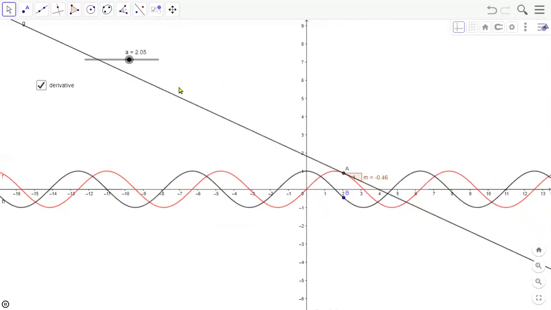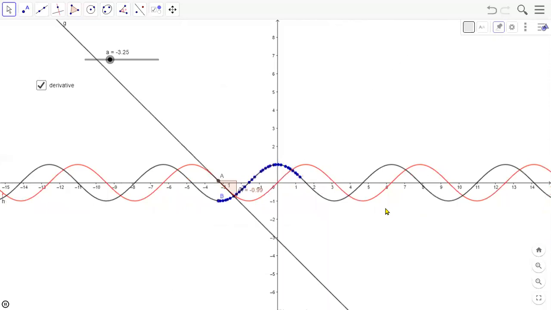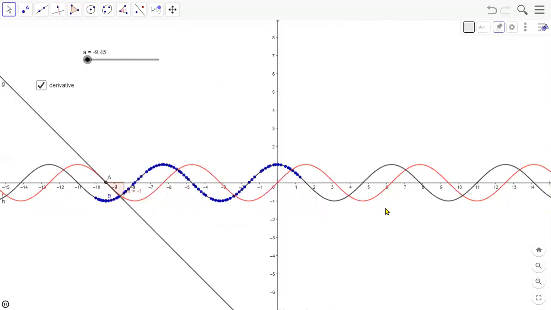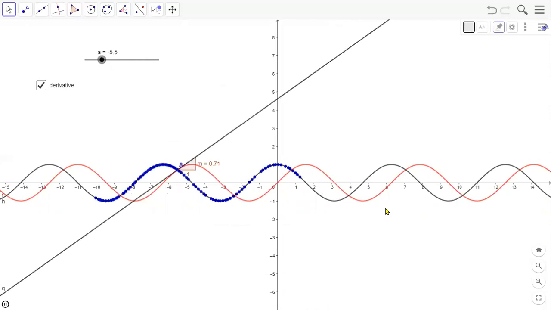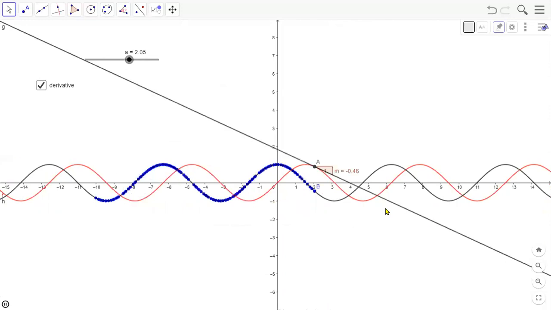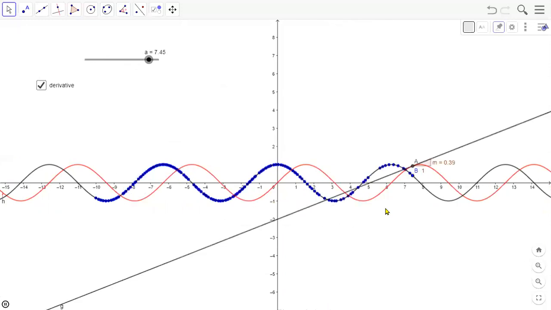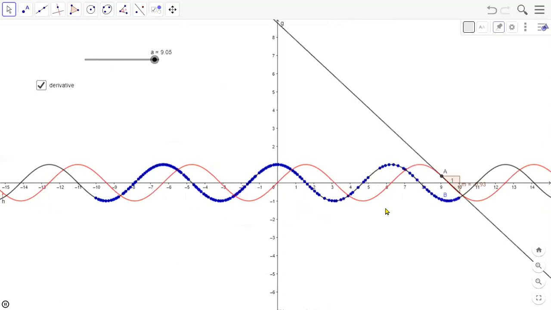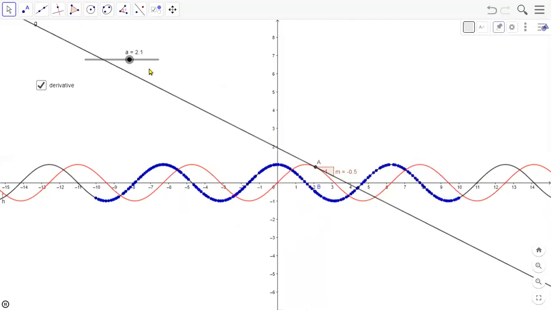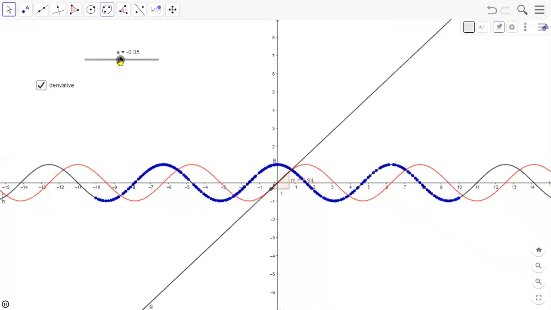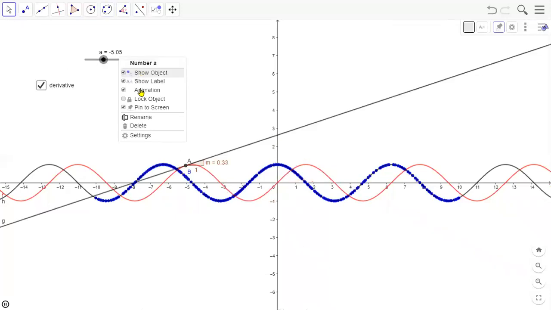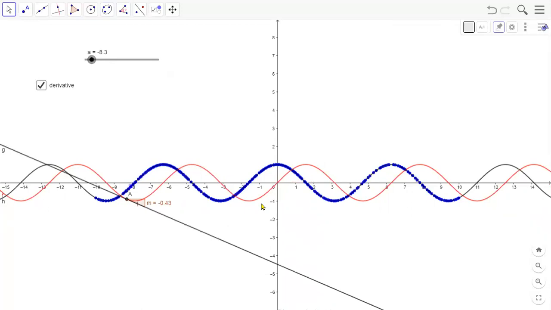Here we can see this animation. This is just the graphical interpretation of the derivative of a function as the slope of the tangent. Let me stop. In this way, we can say that the derivative of a function always gives the slope of the tangent.